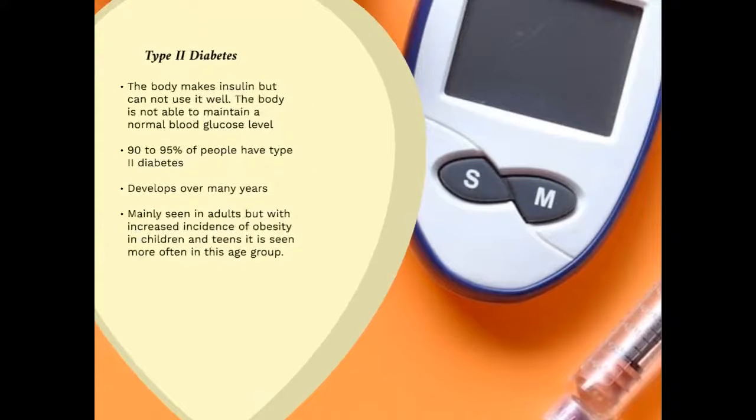Type 2 diabetes. The body makes insulin, but cannot use it well. The body is not able to maintain a normal blood sugar level. 90 to 95% of people in the U.S. have type 2 diabetes when we're looking over all of the types of diabetes. This develops over many years. It's mainly seen in adults, but with increased incidence of obesity in children and teens, it is seen more often in this age group now.